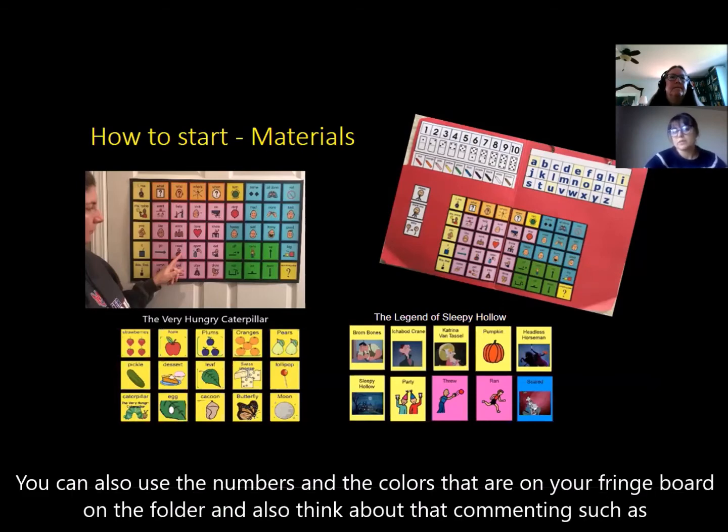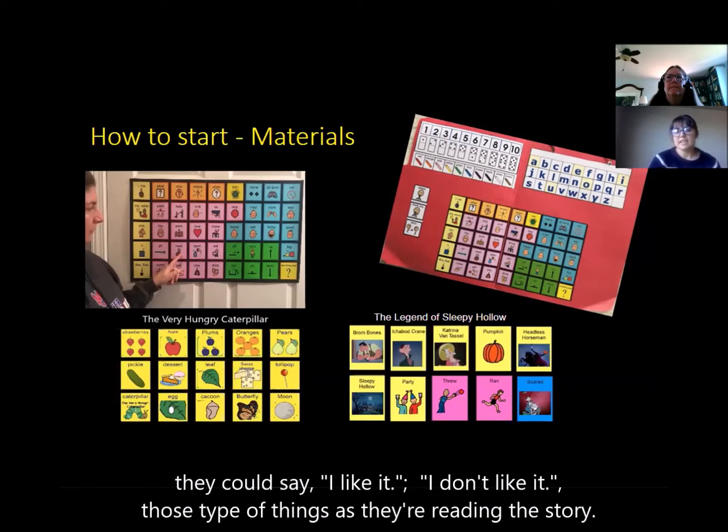You can also use the numbers and the colors that are on your fringe board on the folder. And also think about that commenting, such as they could say, I like it, I don't like it, those type of things as they're reading the story.